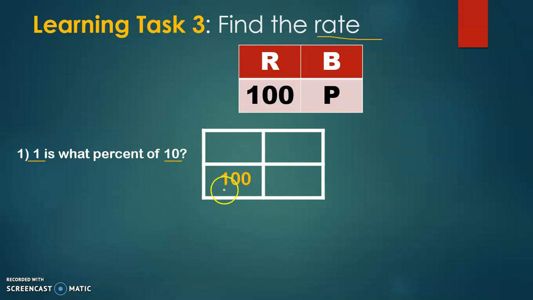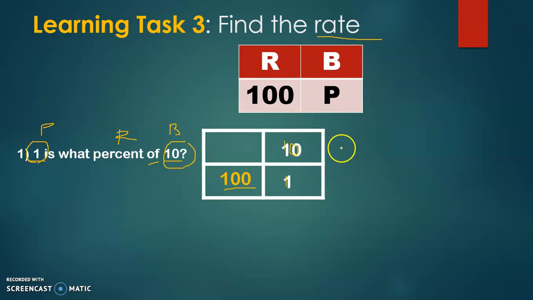Okay, 100 is constant. Lagi yan, hindi nagbabago. Alamin natin kung ano tong mga numbers na ito. Okay. Tabi ng of course, that is the base. Lagi yan. Okay, tabi ng is, that is the percentage. Ang nawawala ay rate. Okay, replace the values. Percentage, nasa baba, this is 1. And then base is 10. Okay? So that is 1 and 10.